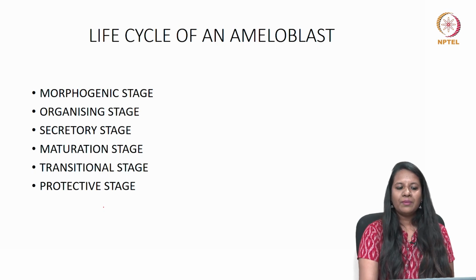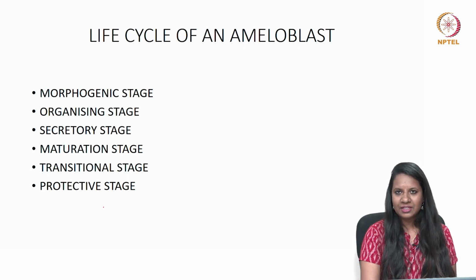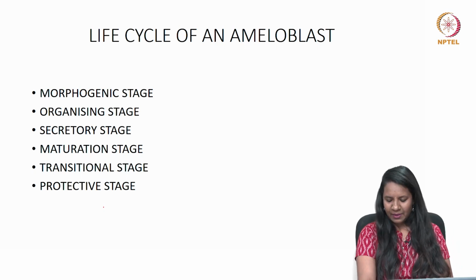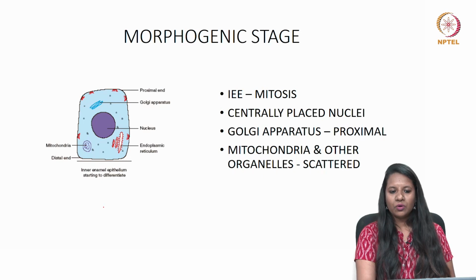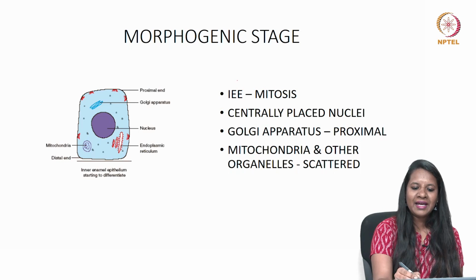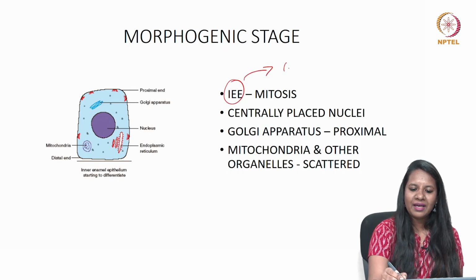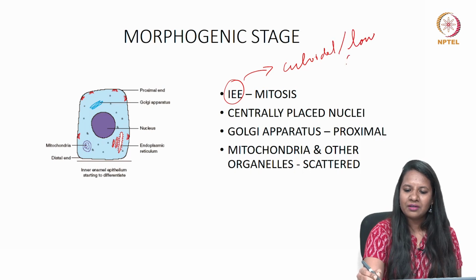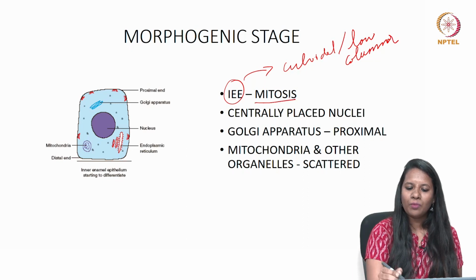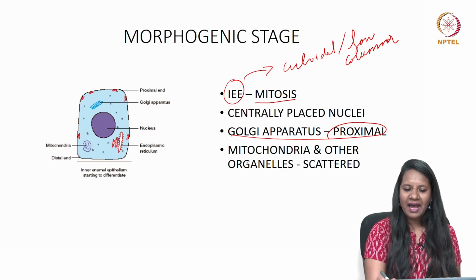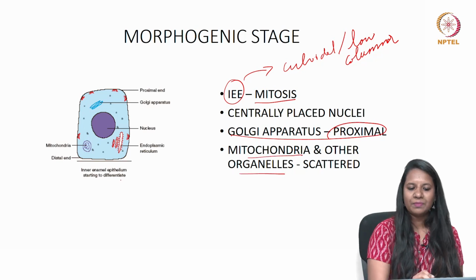So, the life cycle of an ameloblast consists of morphogenic, organizing, secretory, maturation, transitional and protective stages. We will go through each stage. The first being the morphogenic stage, that is, the inner enamel epithelial cells will be either cuboidal or low columnar with centrally placed nuclei, and they will undergo mitosis. Golgi apparatus will be seen in the proximal area and mitochondria and other organelles will be scattered.